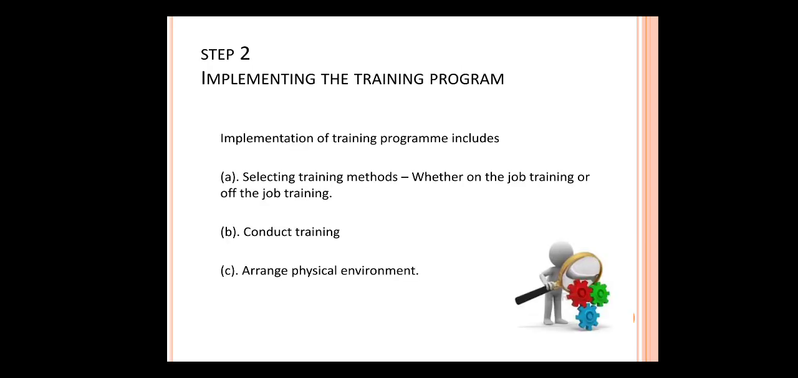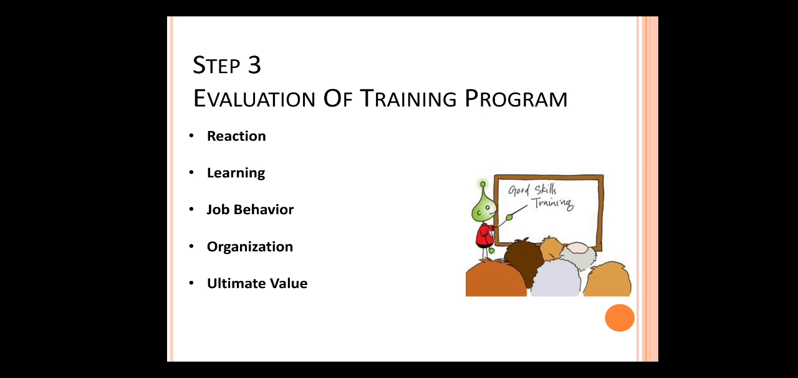The implementation phase is related to selecting the training method, like on the job or off the job, which method will be best suitable depending upon the type of training to be given, conducting the training program, and third, arranging the physical environment. Arranging the physical environment means after defining the training method, whether it is on the job or off the job, and who all will be giving the training, the arrangement should be made so that the training is effective. Then the third step is evaluation of a training program.